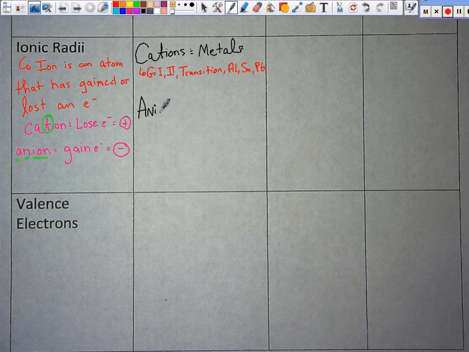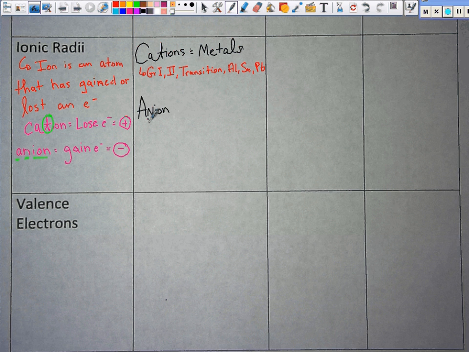Okay, these are going to be non-metals. And what these are is groups 15 through 18. Groups 15 through 18. Those are going to be your nonmetals.